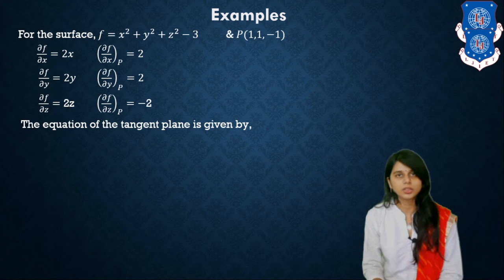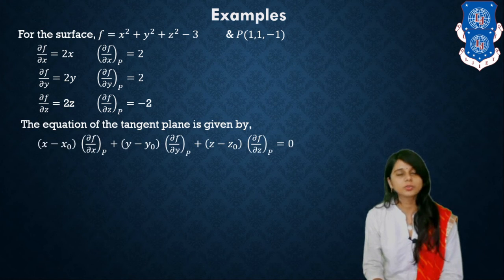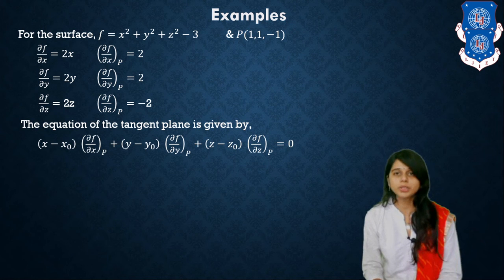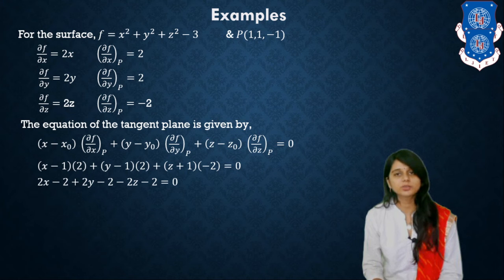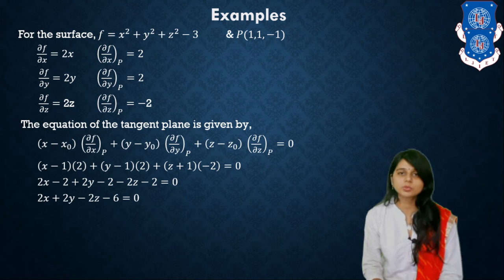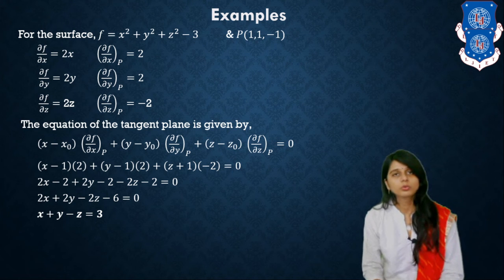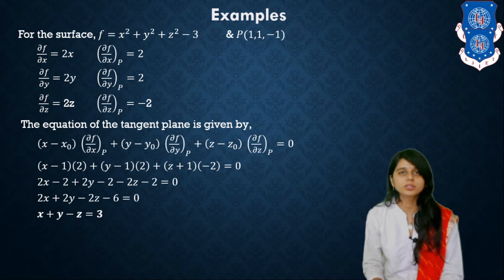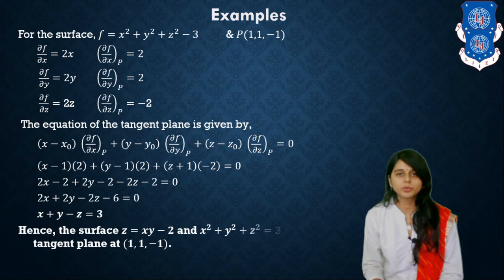Put all values in the equation. What is the equation? (x − x0) ∂f/∂x at point P + (y − y0) ∂f/∂y at point P + (z − z0) ∂f/∂z at point P = 0. Putting in the values, we get 2x − 2 + 2y − 2 − 2z − 2 = 0. So our equation is 2x + 2y − 2z − 6 = 0. Taking 2 common, we get x + y − z = 3. Hence we have proved that both surfaces have the same tangent plane.